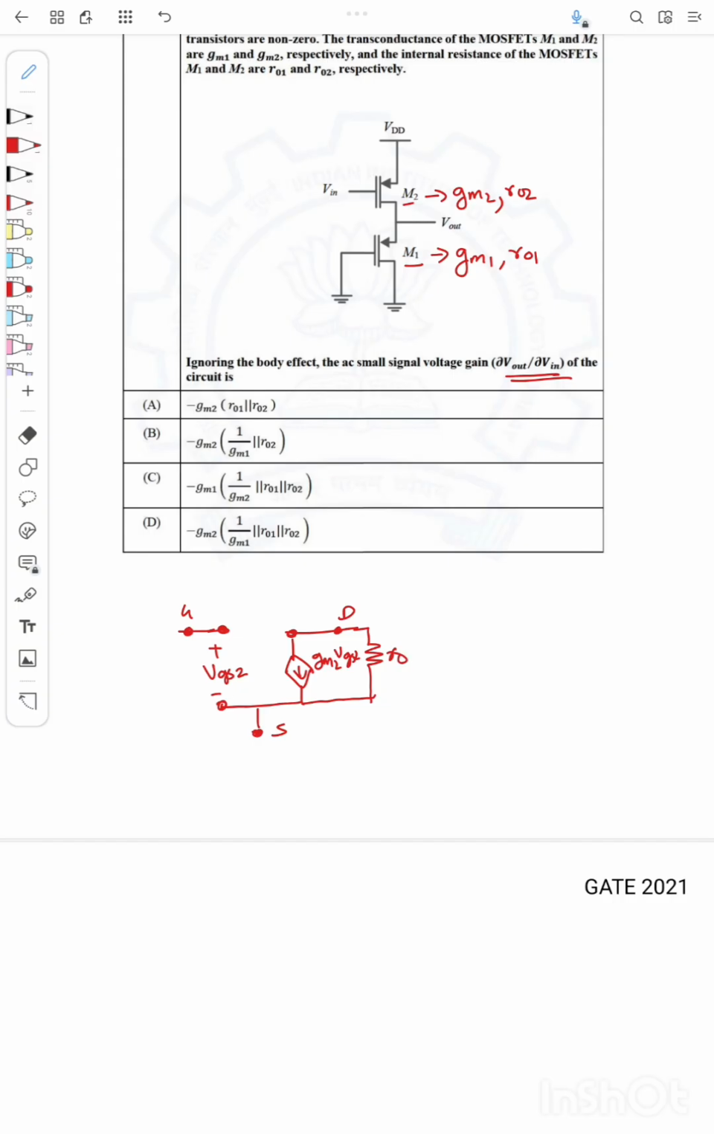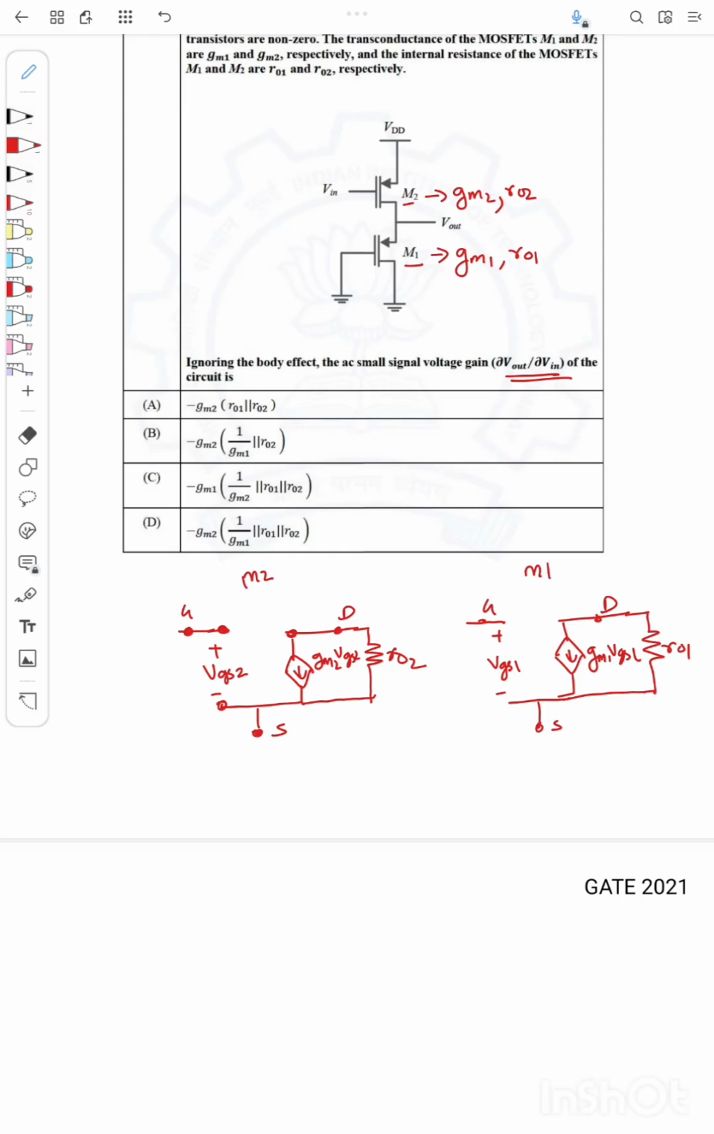Here I will draw the pi model of M1. This is r02, and this is r01. So I have gate, drain, source, and this is VGS1 of transistor M1, and this is gm1 VGS1. Okay, so we'll just connect it. This is corresponding to M2 and this is corresponding to M1.